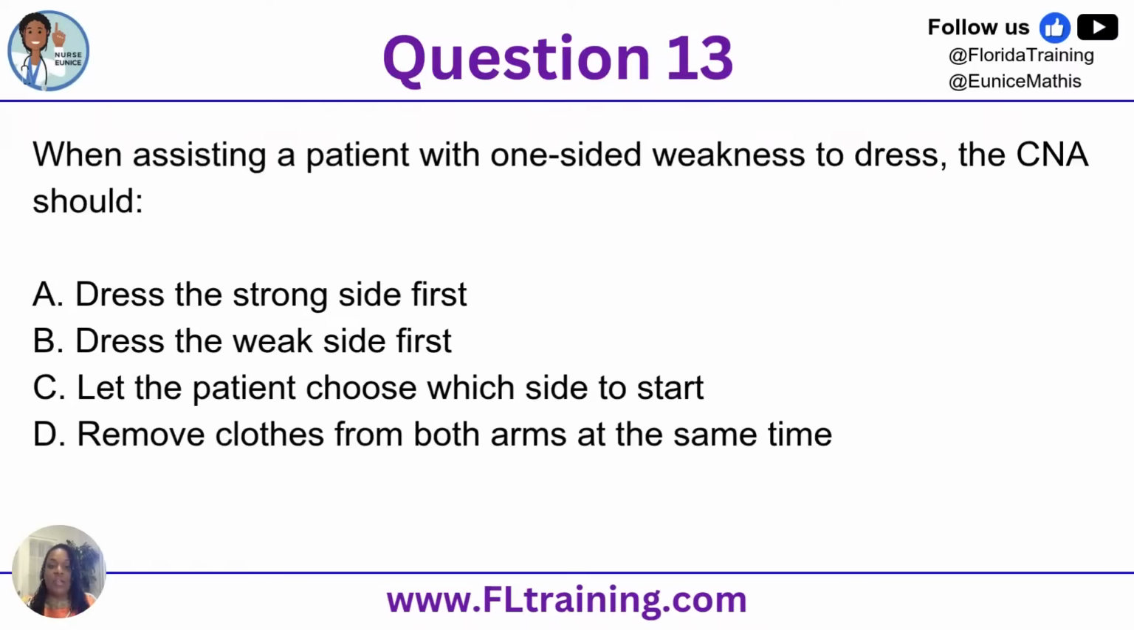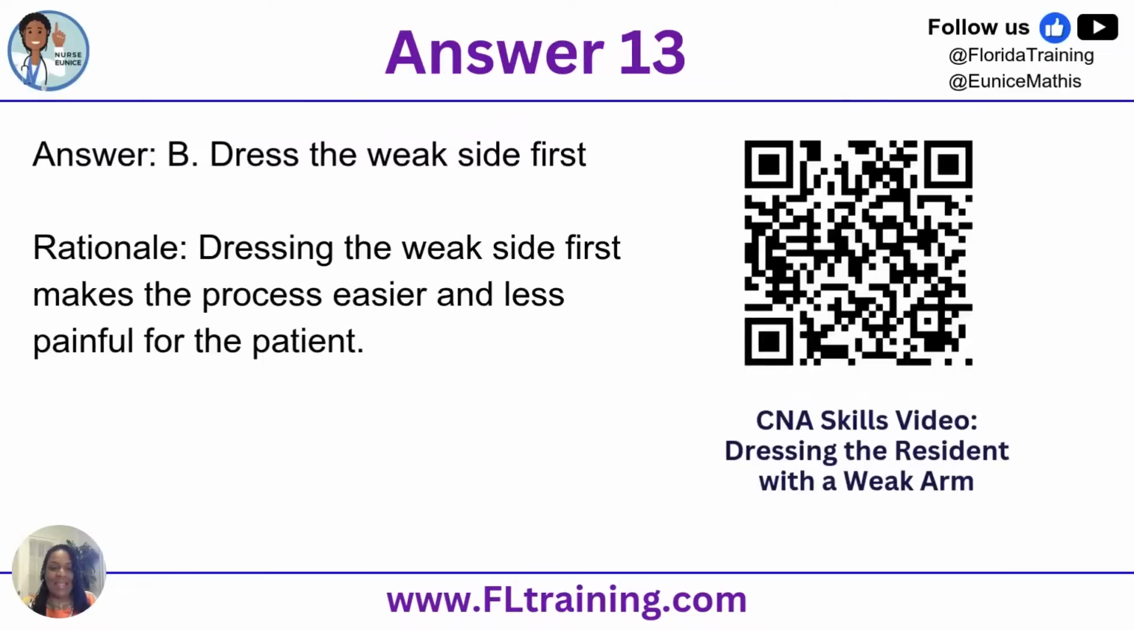Question 13. When assisting a patient with one-sided weakness to dress, the CNA should A, dress the strong side first, B, dress the weak side first, C, let the patient choose which side to start, or D, remove clothes from both arms at the same time. All right, revealing the response in 3, 2, and we start off with dressing the weak arm first.